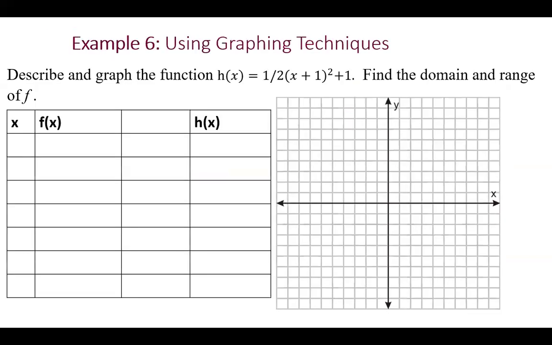Let's do the last one. Okay, so it has here we have this function that has been transformed. It says that we have 1/2 (x plus 1) squared. Find the domain and range of f. So it wants us to find the original. So, and then talk about h of x.